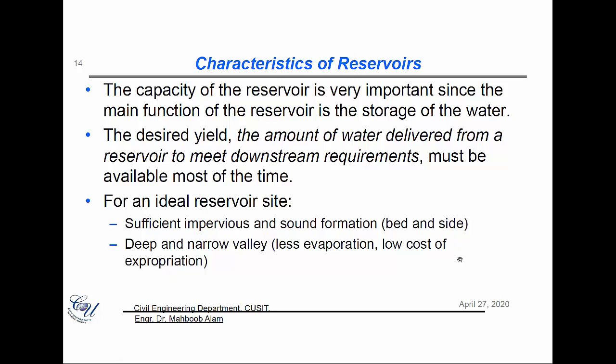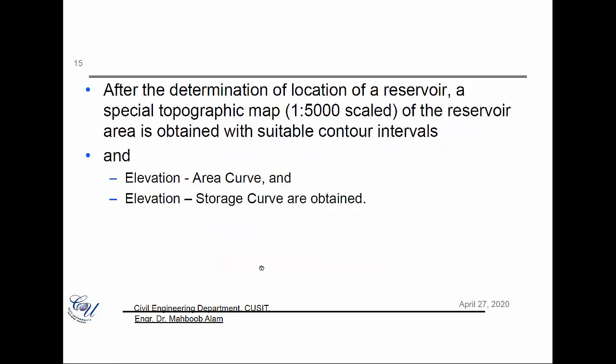So every reservoir would be having a particular yield based on the incoming water or incoming flows and the demand of that area. We already have looked at these basic definitions, where we said that we should have a sufficient impervious and sound formation of bed, so that we can have an ideal reservoir, and also deep and narrow valley, so that we can minimize the evaporation losses, and also the low cost of the reservoir that is being made in a certain area.